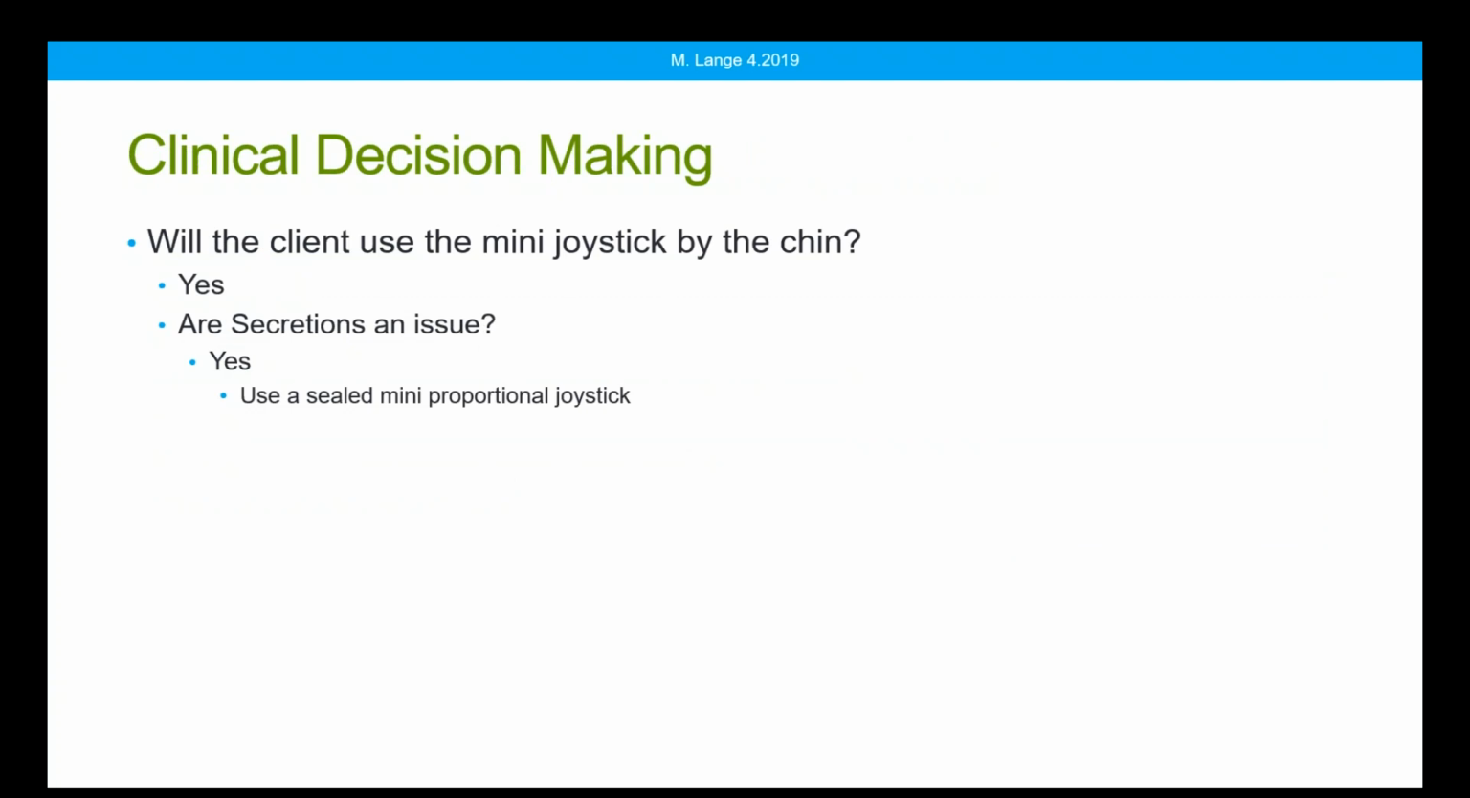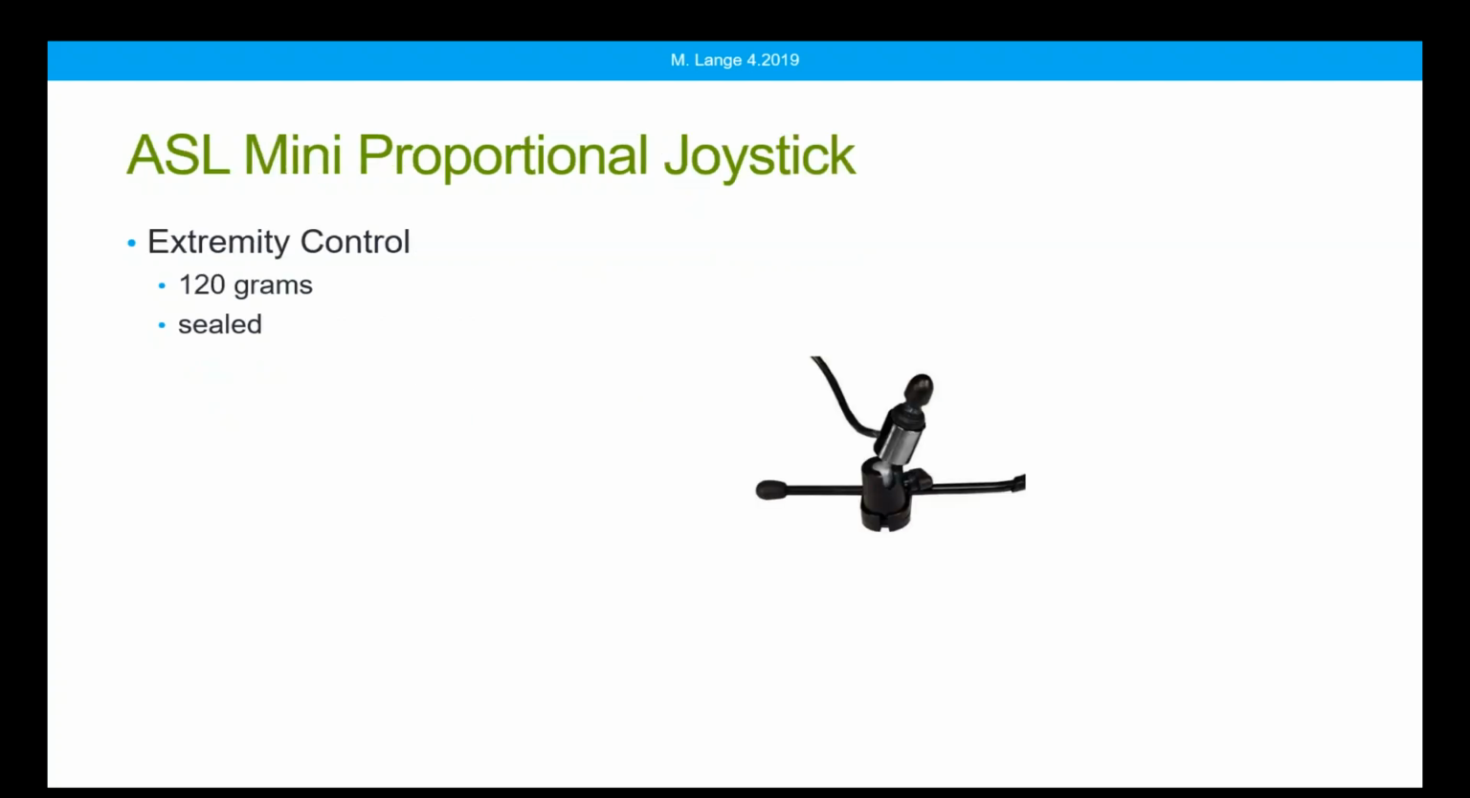Many clients using a mini joystick by the chin may have difficulty with secretions, and moisture and electronics don't go along very well. There are several mini proportional joysticks that are completely sealed to protect the electronics from secretions as well as just dust and dirt and grime. An example of this is the ASL extremity control. It requires about 120 grams, so about half of what a standard joystick would require. Again, it's completely sealed.